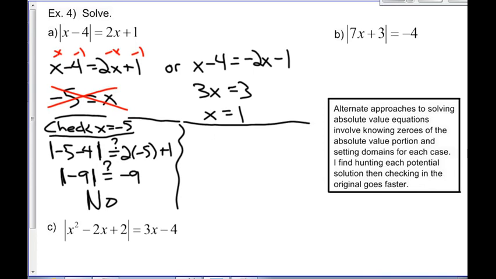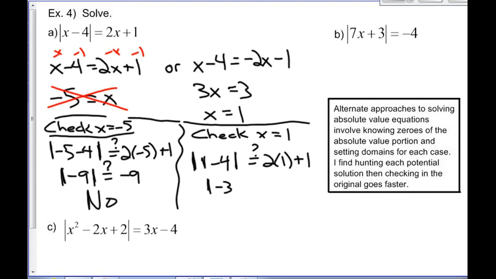So we need to check both. Check x equals 1. Hopefully this one will work. This will be the absolute value of 1 minus 4. And we're wondering, is that equal to 2 times 1 plus 1? Or is the absolute value of negative 3 equal to 3? Yes, it is. This is a solution, and it's the only solution.